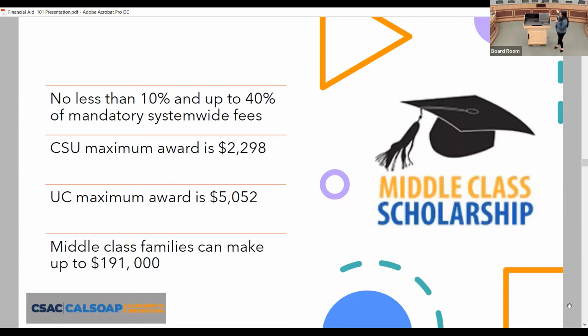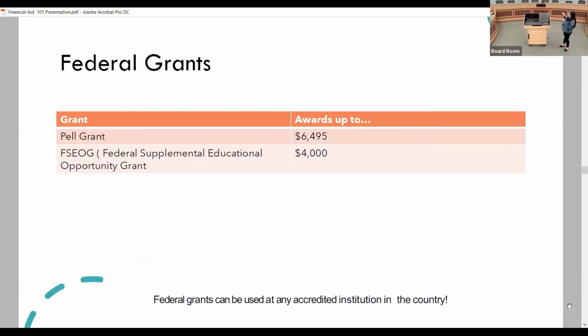And this one pays 10% to 40% of a student's tuition here in California at any CSU or any UC. So I like to describe it like a coupon. Cal Grant A, B, and C pay your tuition 100%. The Middle Class Scholarship will pay up to 40% off of that tuition. Again, a family this year can make up to $191,000 to be able to qualify for a Middle Class Scholarship. So California is really trying to set our families up for success.